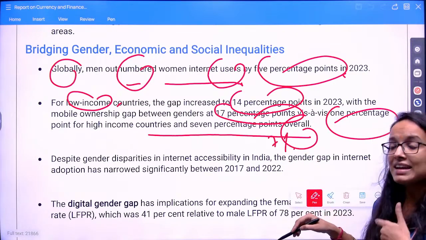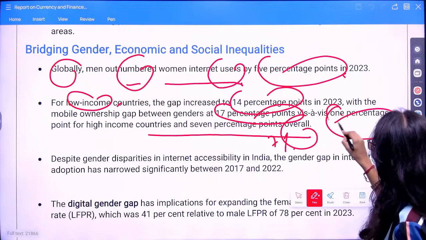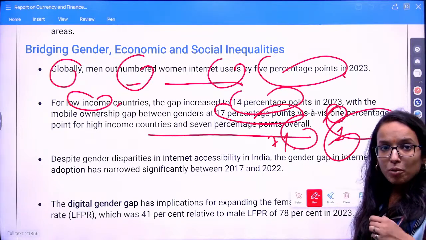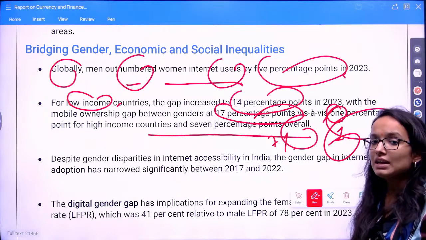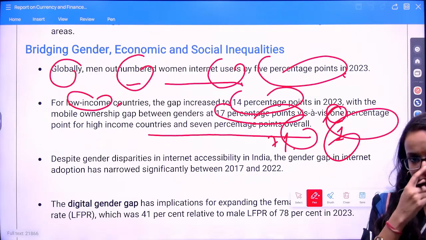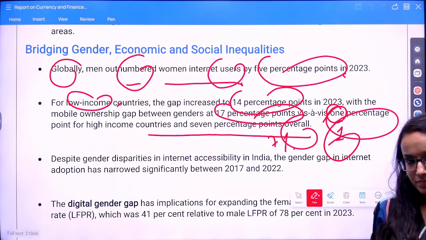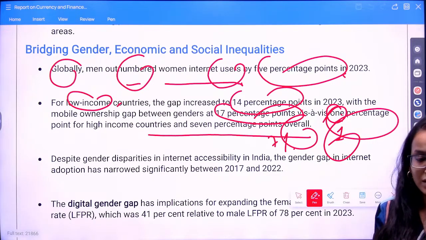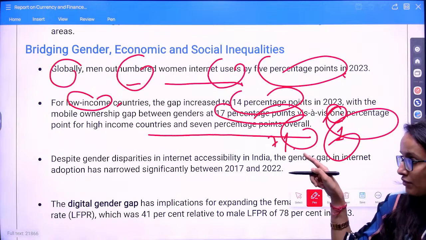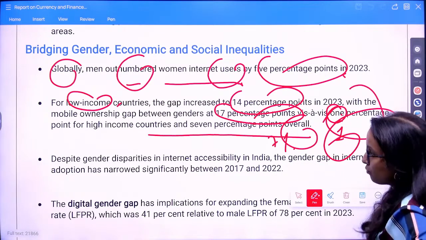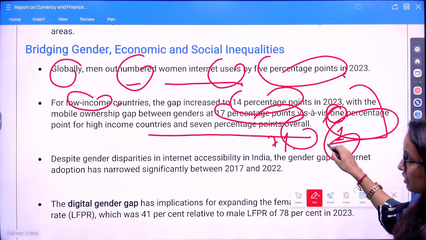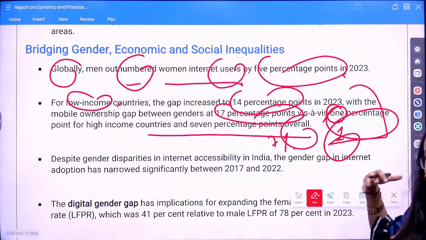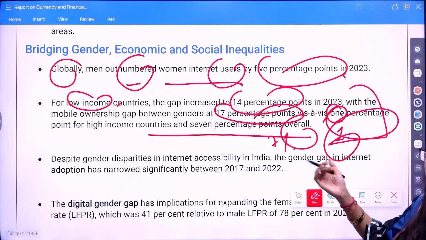But if you see for high income countries, it is only 1 percentage point, right? It means there is a problem with your development levels. If you are highly developed, that translates into lesser gender inequalities in terms of mobile ownership and usage as well. So this problem is particularly for low income countries. Remember this fact, this is important. So for low income countries, it has increased to 14 percentage, with mobile penetration particularly to 17 percentage, which is just 1% for high income countries.